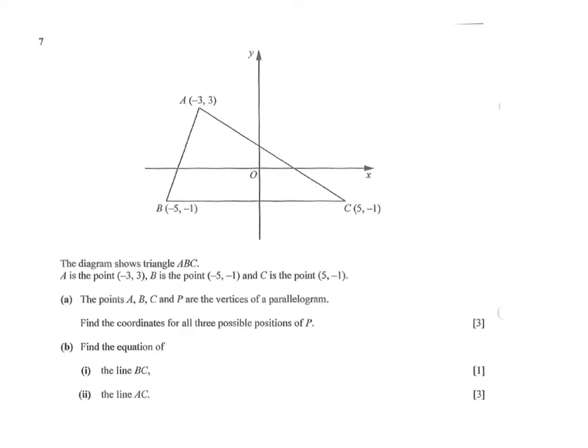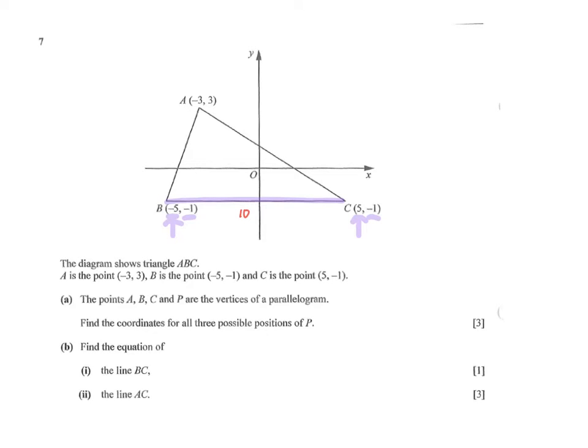Question number 7. The diagram shows a triangle ABC. A is the point -3, 3, B is the point -5, 1, and C is the point 5, -1. Now observe that these lines over here have the same y coordinates, so it's actually the same straight line across. This number over here is -5. It moves to 5, so from -5 to 5, there's a total of 10 units here.